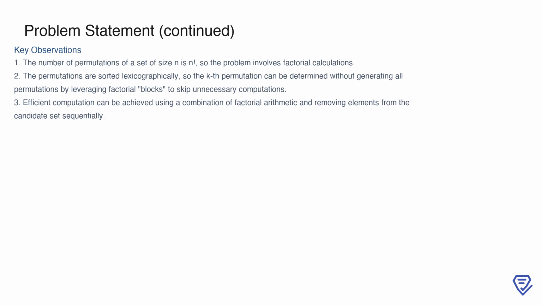First, the total number of permutations for a set of size n is n factorial, which means the solution involves factorial calculations. Second, because the permutations are sorted lexicographically, we can determine the Kth permutation directly by leveraging the structure of factorial blocks. Instead of generating all permutations, we can skip unnecessary computations by calculating which block the Kth permutation falls into, and then sequentially removing elements from the candidate set. This approach significantly reduces computational overhead and allows us to solve the problem efficiently, even for larger values of n.